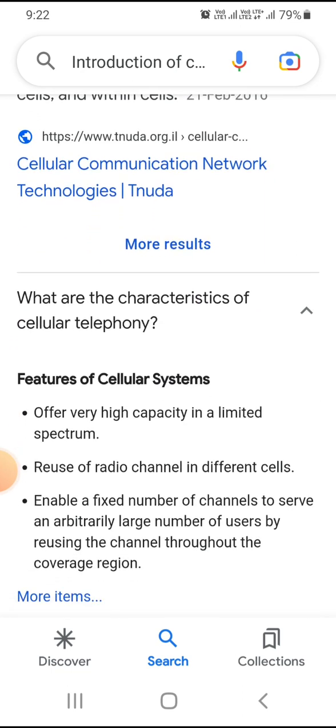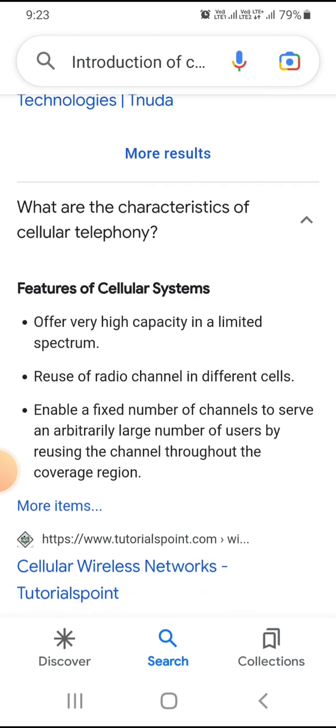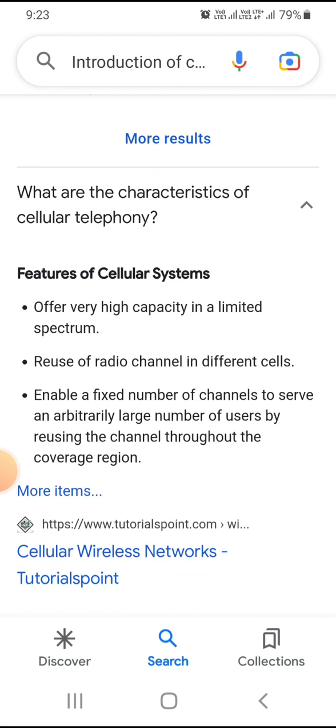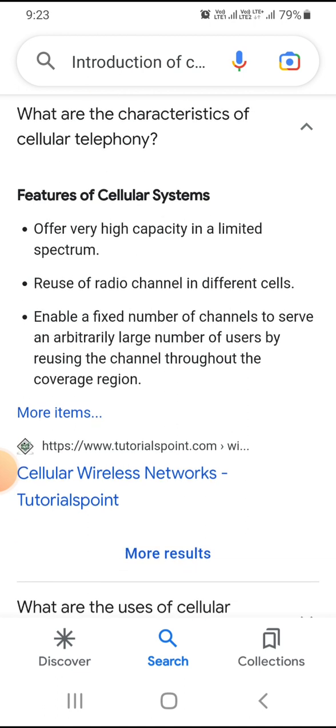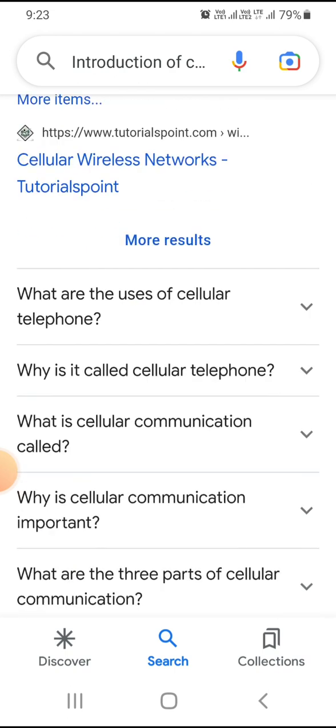What are the characteristics of cellular telephony? They offer a very high capacity in a limited spectrum. Reuse of radio channels in different cells enables a fixed number of channels to serve an arbitrarily large number of users by reusing the channels throughout the coverage region.